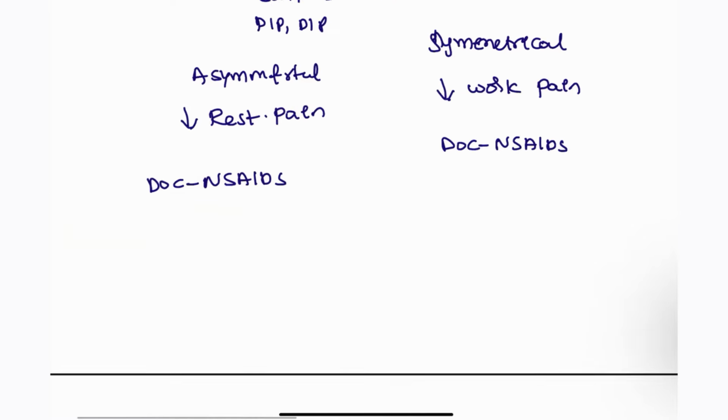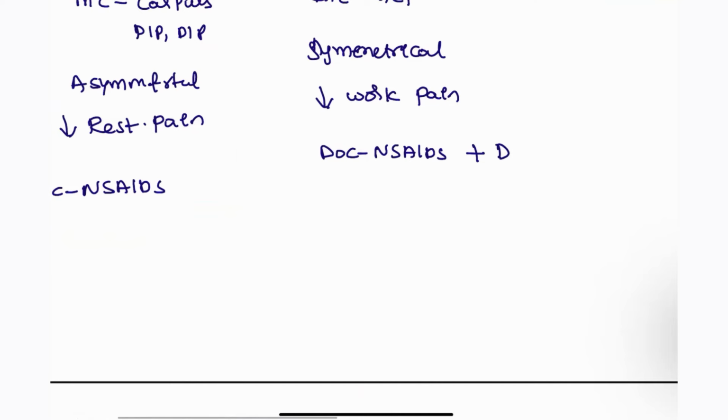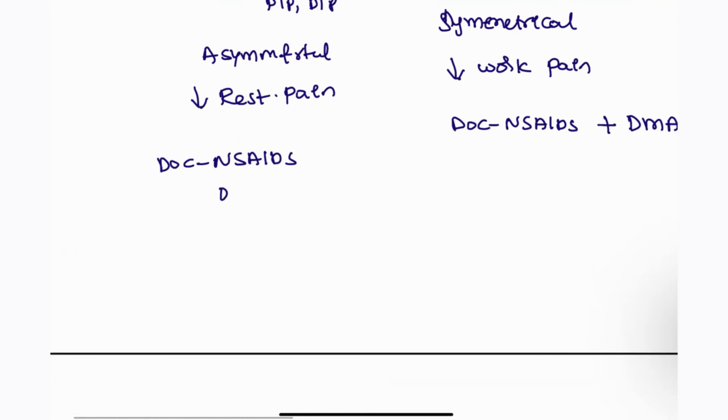But as it is an autoimmune condition, we have to start this patient on DMARDs. And for this patient, arthroplasty can be done. Arthroplasty can be done by the surgeon.